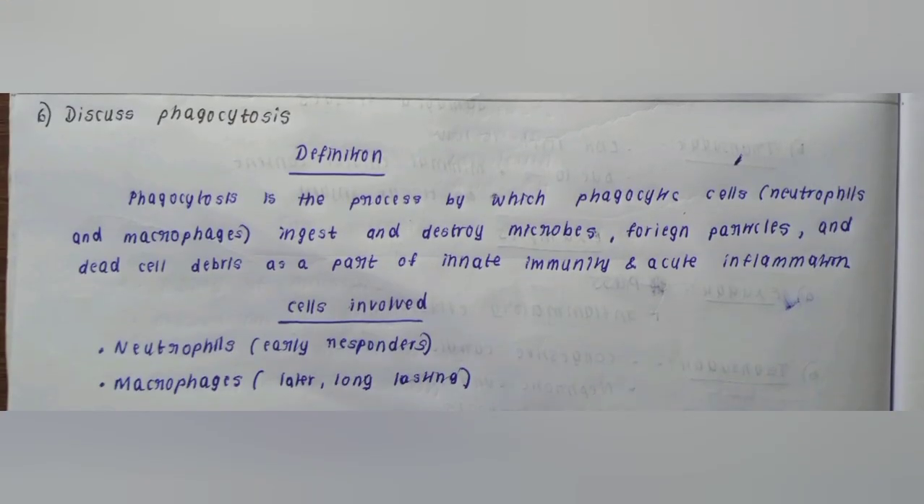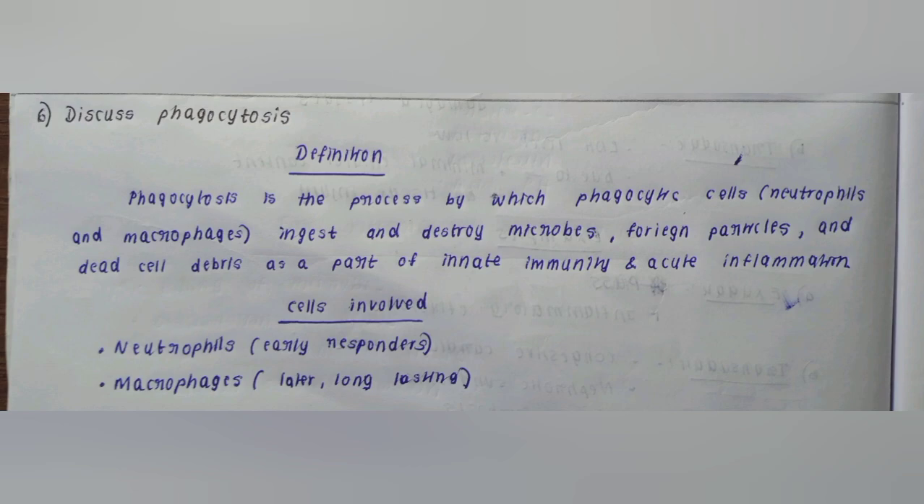Okay, so without wasting any time, let's get started. So, coming to the definition, phagocytosis is the process by which phagocytic cells, basically neutrophils and macrophages, ingest and destroy microbes, foreign particles, and dead cell debris as a part of innate immunity and acute inflammation. A pretty straightforward definition, it is self explanatory.